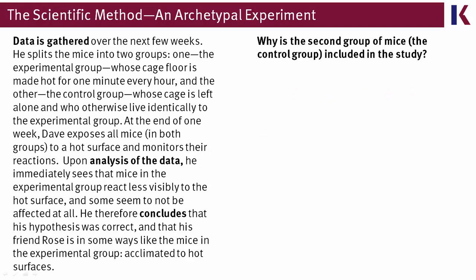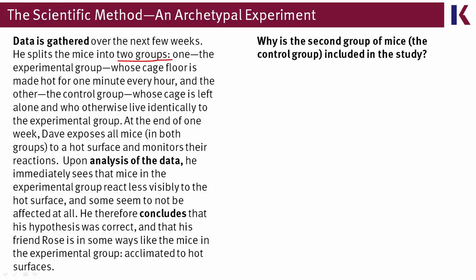Here is the second paragraph of Dave's story. The prompt is about the 2 different groups of mice. So read this paragraph and answer that prompt on your page. So in Dave's experiment, the mice have 2 groups. There's an experimental group and a control group.